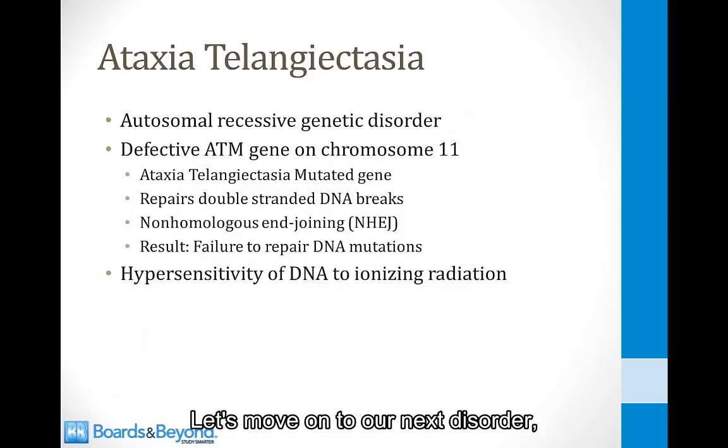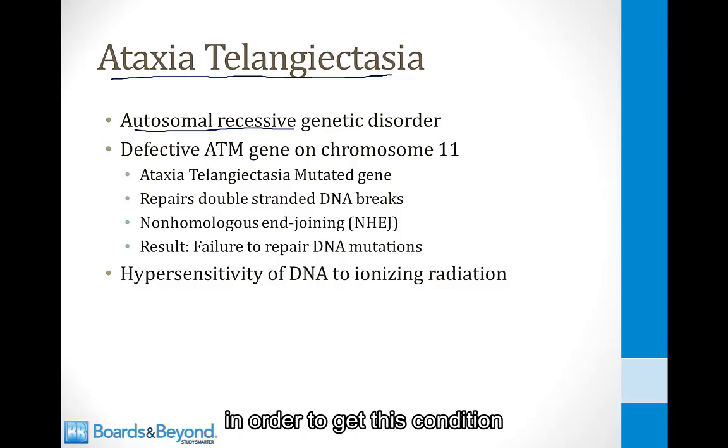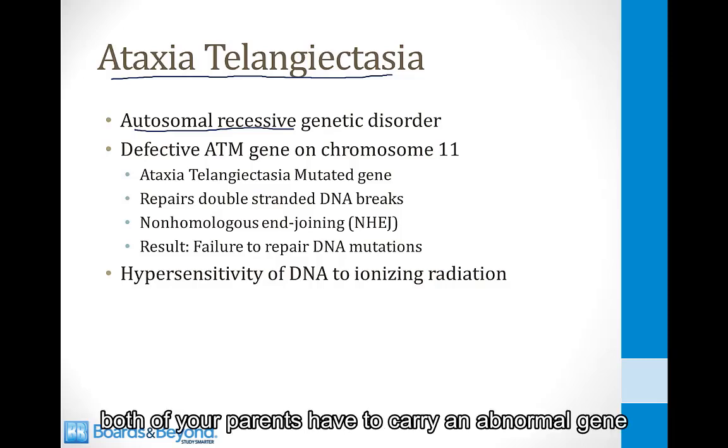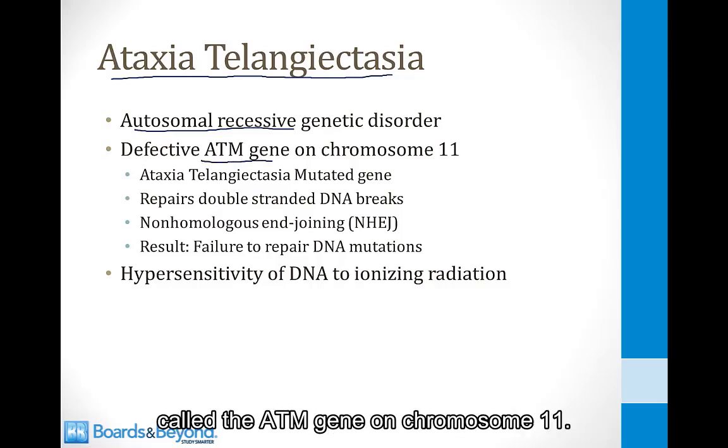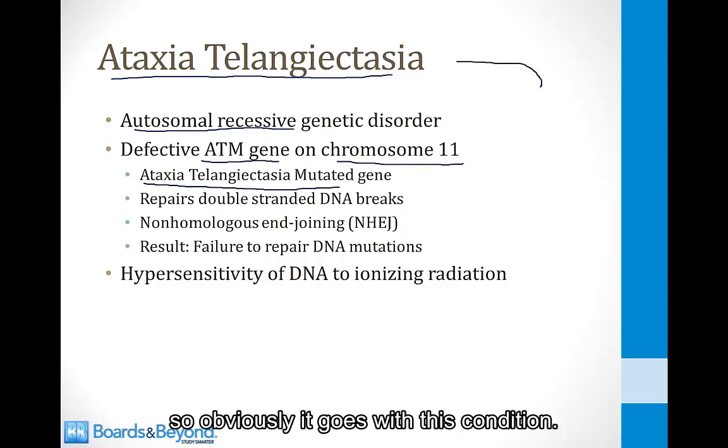Let's move on to our next disorder, which is called ataxia telangiectasia. This is an autosomal recessive genetic condition. In order to get this condition, both of your parents have to carry an abnormal gene called the ATM gene on chromosome 11. ATM stands for ataxia telangiectasia mutated gene, so obviously it goes with this condition.